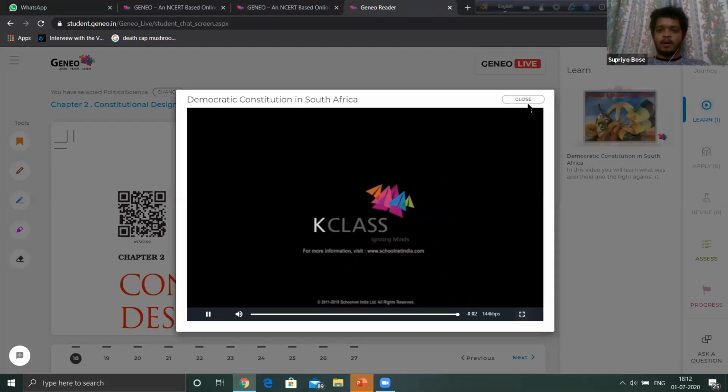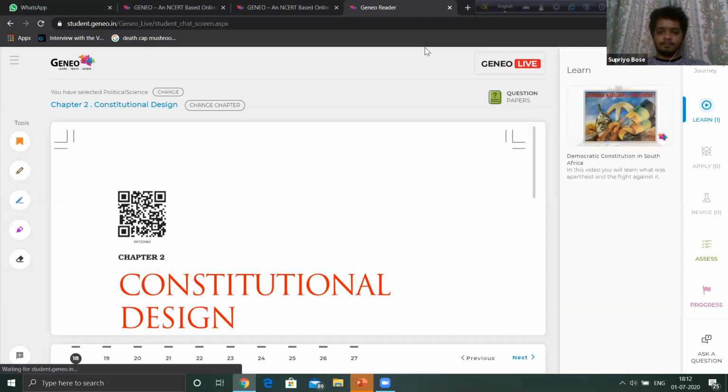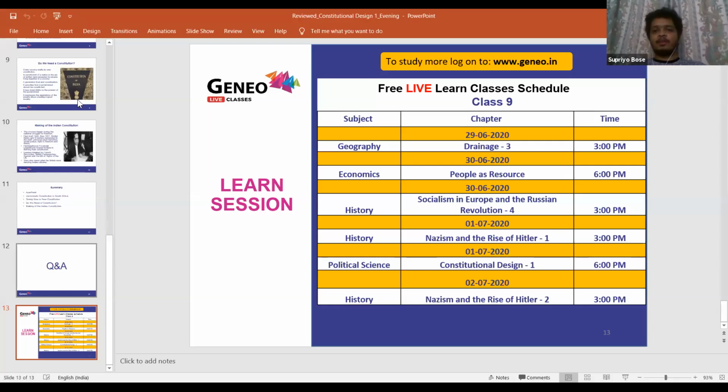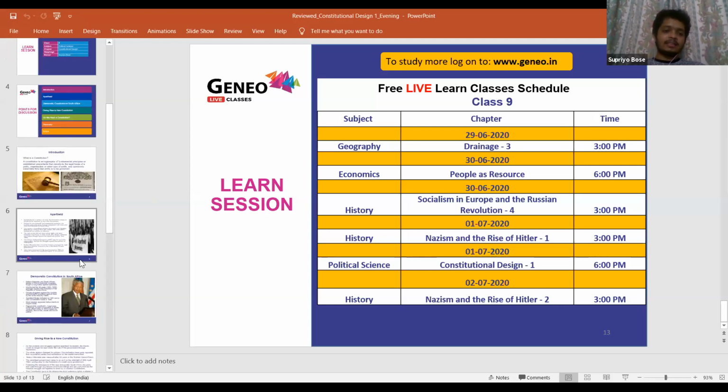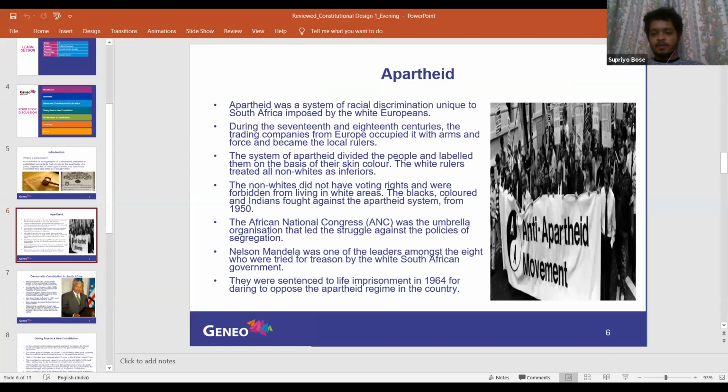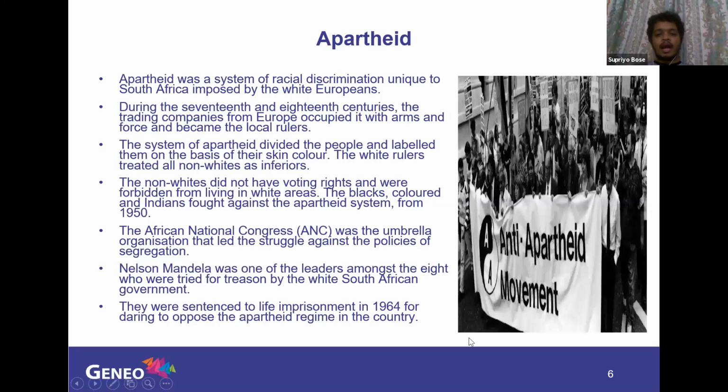So we learned all about apartheid, right? Let's start with the class. So what happened in Africa, students? People who happened to be black were not given any facilities or rights. लोगों को कोई facilities or rights नहीं दी जाती थी. These people were not given the smallest, the tiniest of the rights. कोई rights नहीं दी जाती थी.